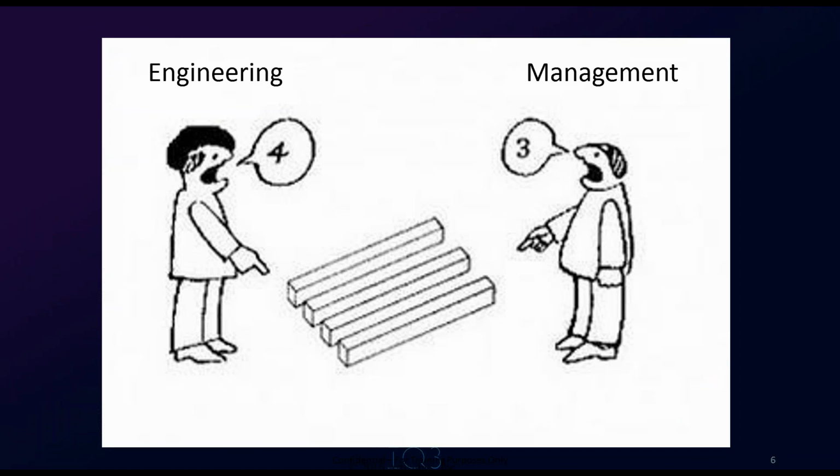And what you find a lot of times is you have the engineering team and the management team, and they don't see eye to eye. In this one, the engineers see it's got 4 pipes, where the management says, no, it's only got 3, it's got to be cheap to make, don't worry about it.